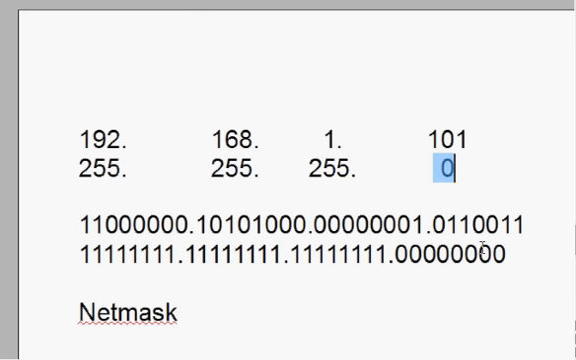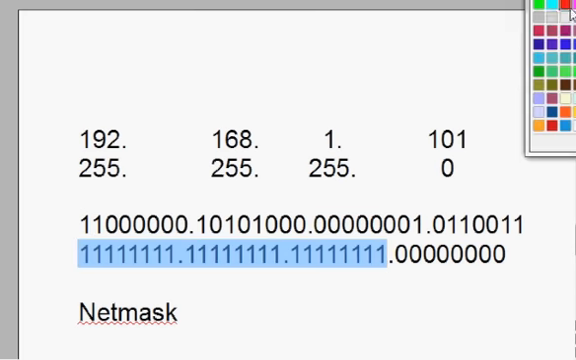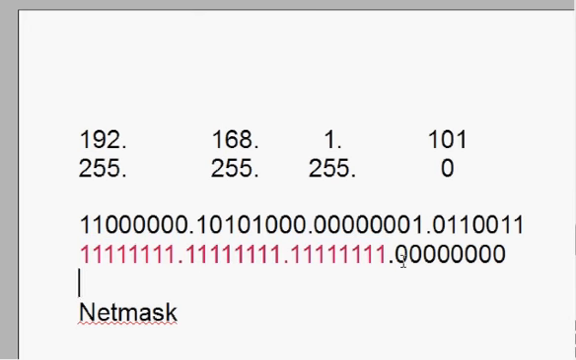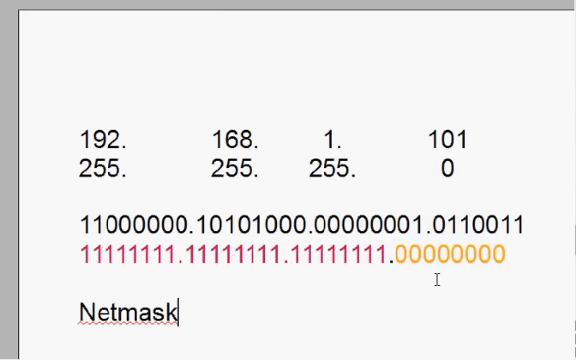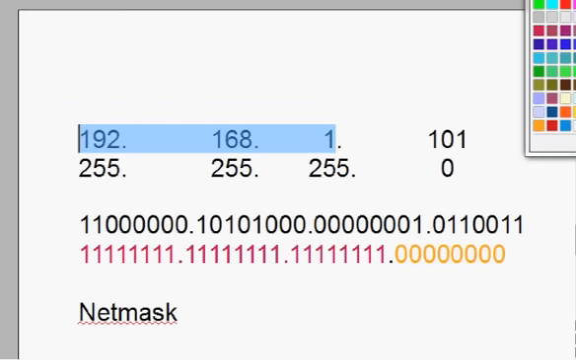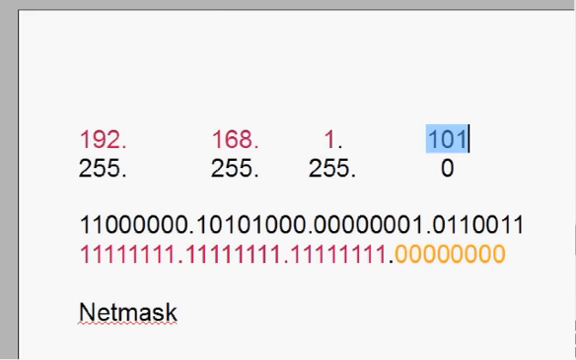Now, the interesting thing about this is what the netmask does: it tells you the difference between the network portion of the address and the host portion of the address. Wherever the ones are, it's the network portion, and I'll put that in red, let's say. Wherever the zeros are, I'll put that in orange, that is the host portion. So it lets us know that the network is 192.168.1, and the host is host number 101.